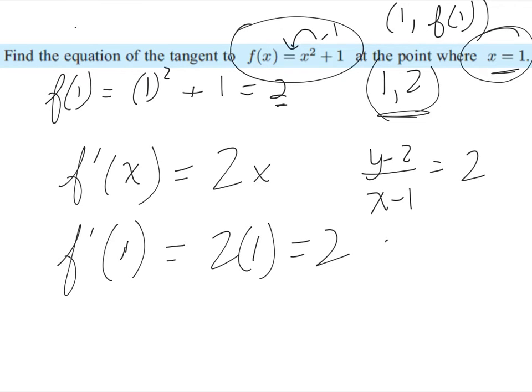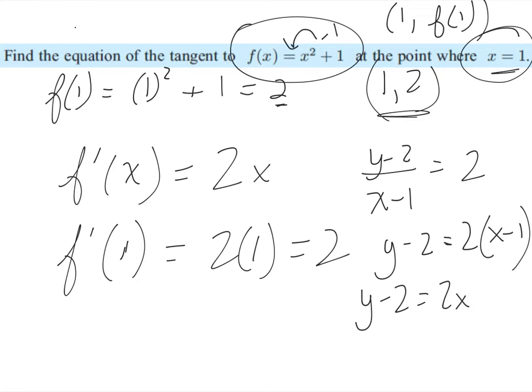So that's y minus 2 equals 2 times x minus 1. So we get y minus 2 equals 2x minus 2. We add 2 to both sides, and we get y equals 2x. So the equation of our tangent line is y equals 2x.